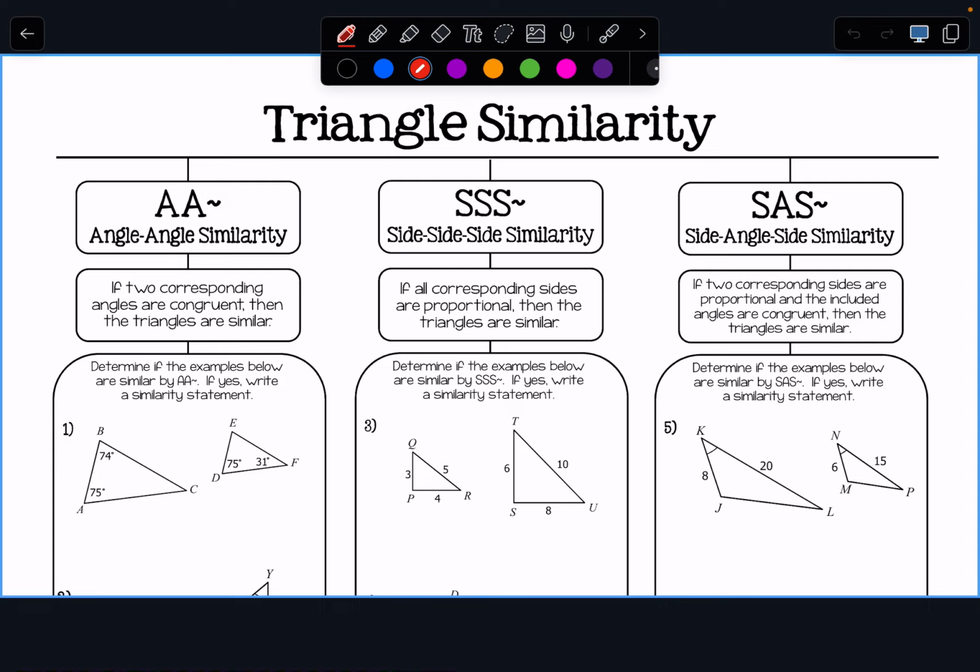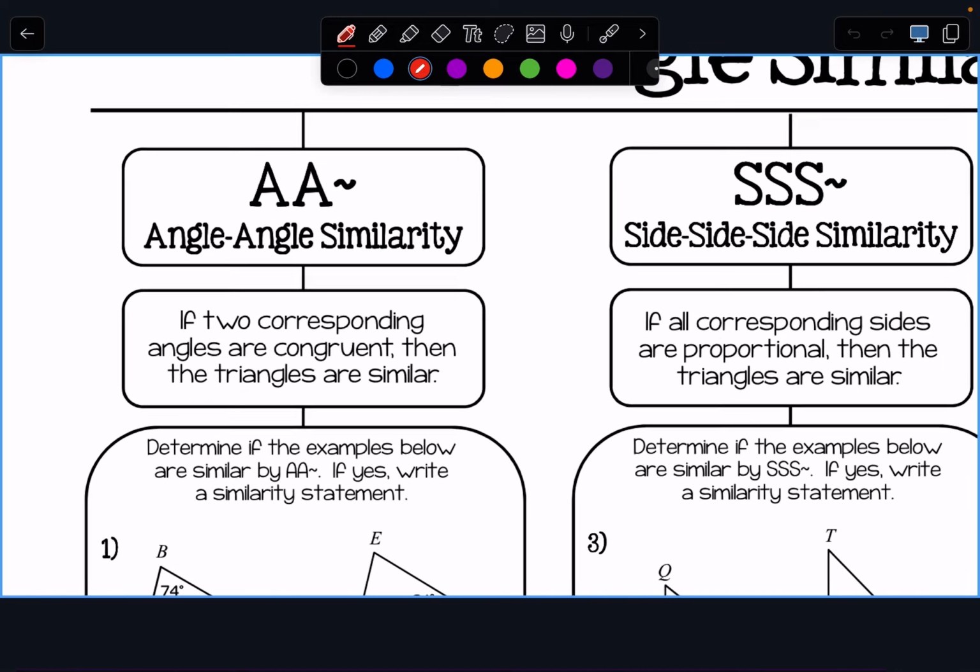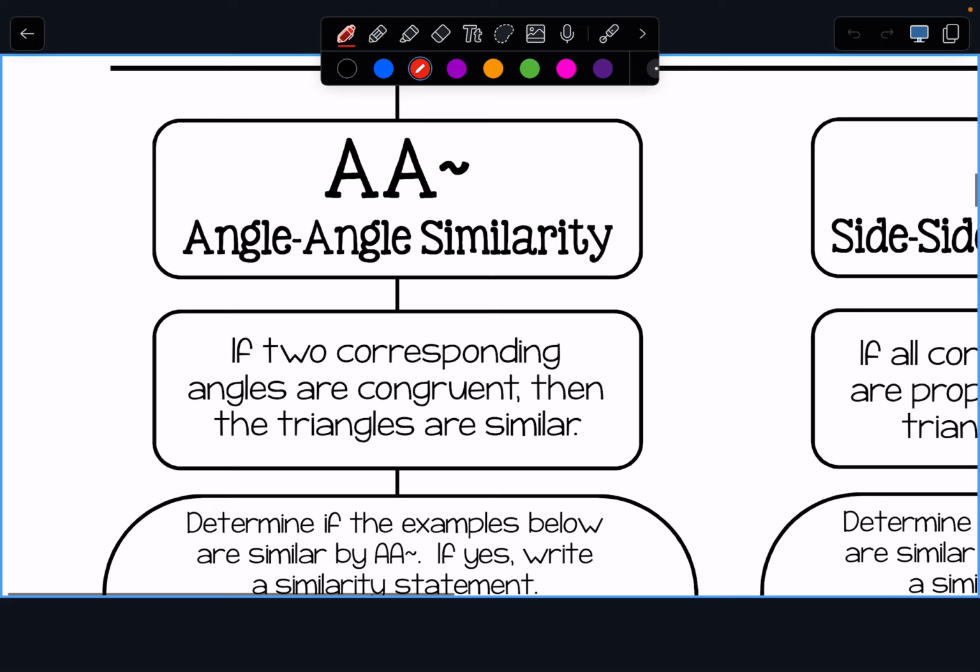Okay, so this is going to feel a little bit deja vu-ish because you see some SSS and SAS up there. We ended the semester with triangle congruence, how to prove triangles are congruent. In this chapter, we're proving triangles similar. Easier. Okay? So there are 3 ways to show two triangles are similar.